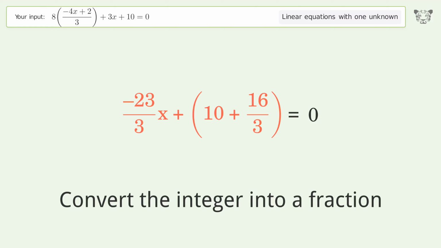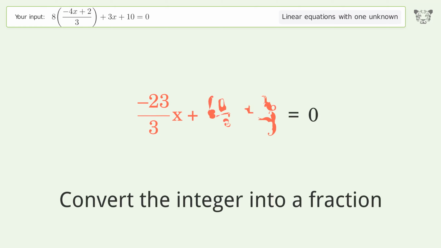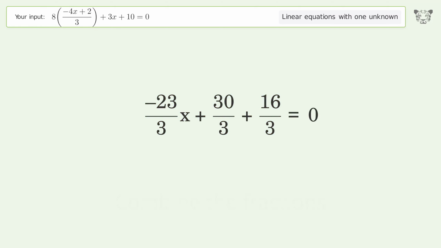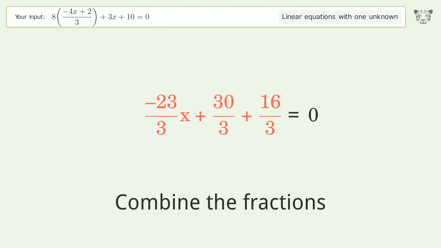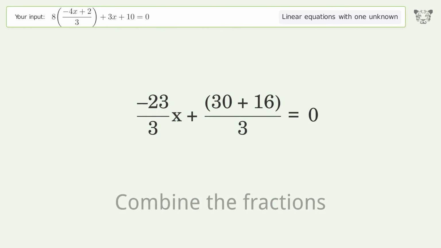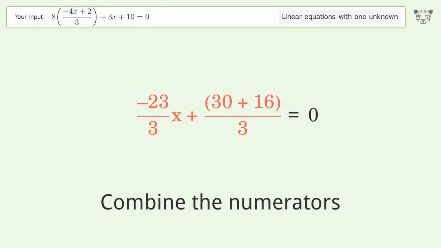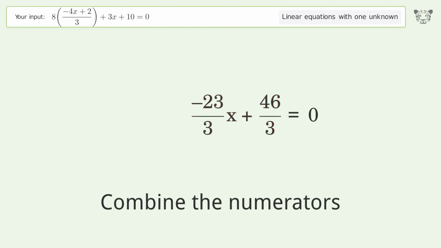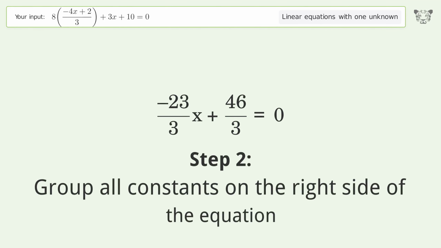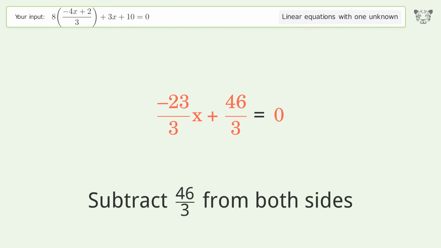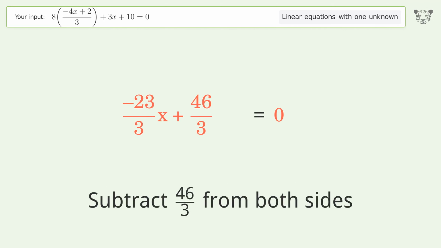Convert the integer into a fraction. Combine the fractions. Combine the numerators. Group all constants on the right side of the equation. Subtract 46/3 from both sides.